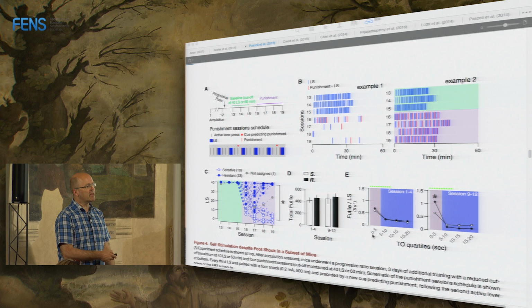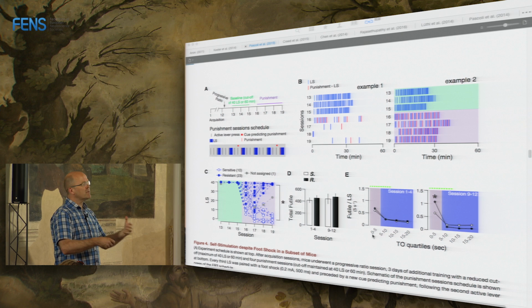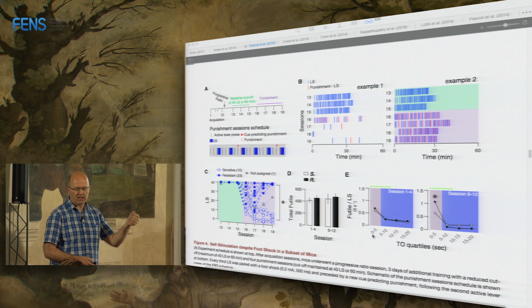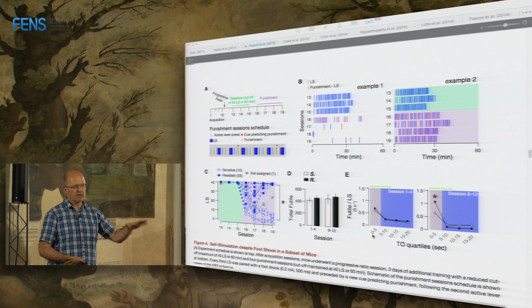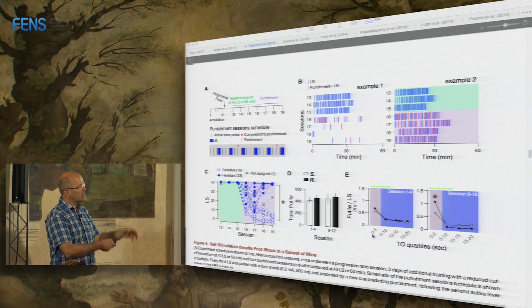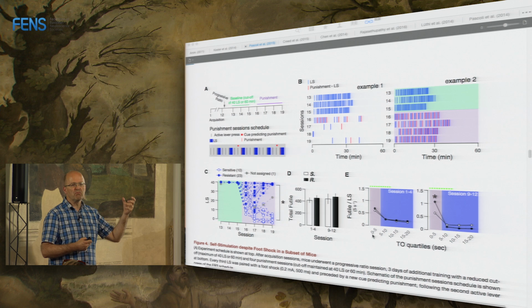So this may suggest, but this is also something that would have to be followed up with a direct investigation, that mice that develop an impulsivity are more likely to become resistant. And there's a huge literature, and Trevor Robbins is certainly going to talk about this. Whether this really represents impulsivity would have to be assessed, but it would at least be compatible with that.